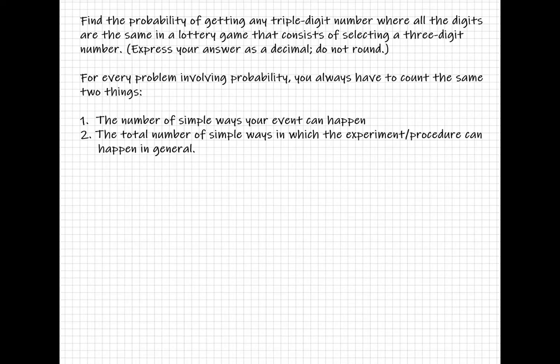Find the probability of getting any triple digit number where all the digits are the same in a lottery game that consists of selecting a 3-digit number, and we want to express our answer as an exact decimal. So a decimal, do not round. All right, so this is the problem, and I've given a couple of notes here ahead of time.